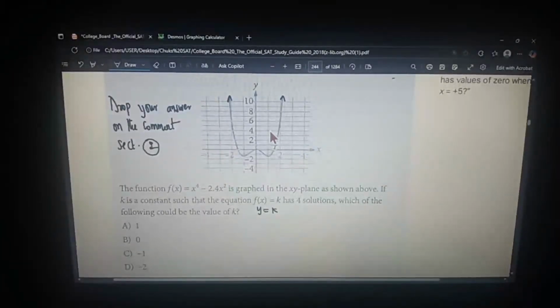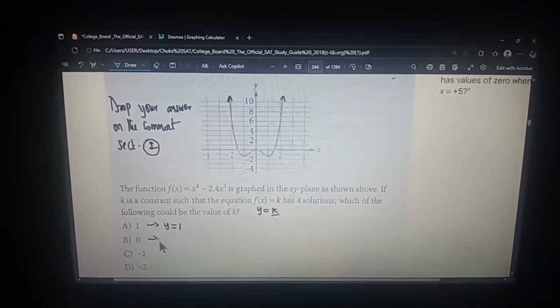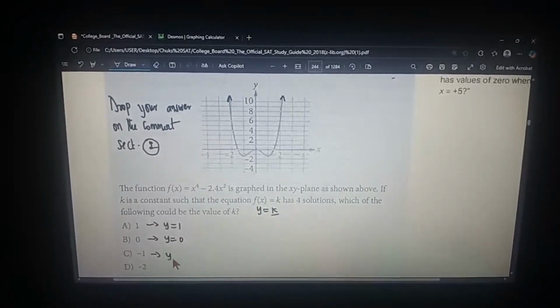Now the first option here is y equal to 1, because we're looking for the value of k. If this one is correct, that will be y equal to 1. If this one is correct, that will be y equal to 0, or f of x equal to 0, whichever you want to call it. And if this is correct, this will be y equal to minus 1, and finally this will be y equal to minus 2.